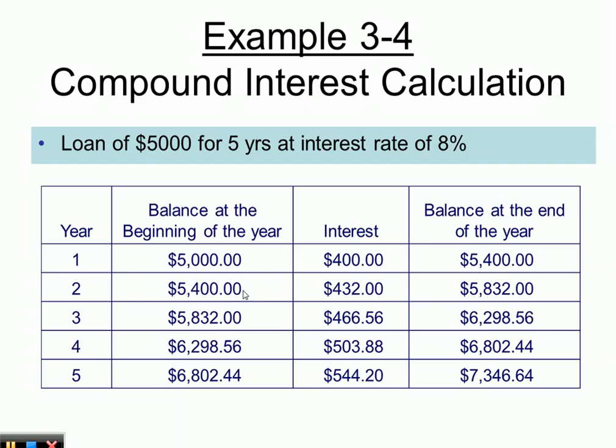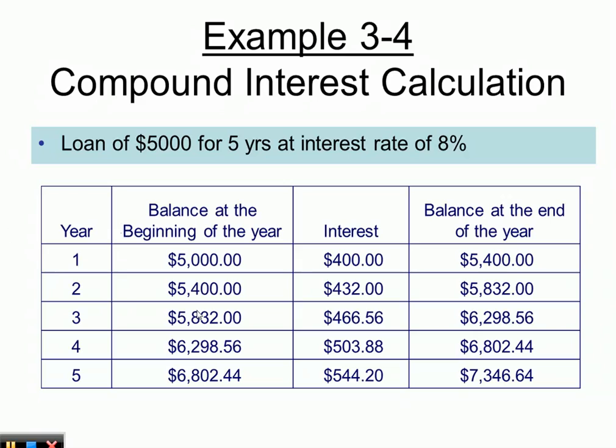So then, if none of this is being paid off, we have to multiply this amount by 8%. So multiplying $5,400 by 8%, you'll get $432. Then we add the balance at the beginning of the year plus the interest that accrued during year 2, and that adds up to $5,832, and that's what we have as the balance at the end of year 2. And that's, of course, the same balance as we have at the beginning of year 3, right? Because the end of the previous year is the beginning of this year.